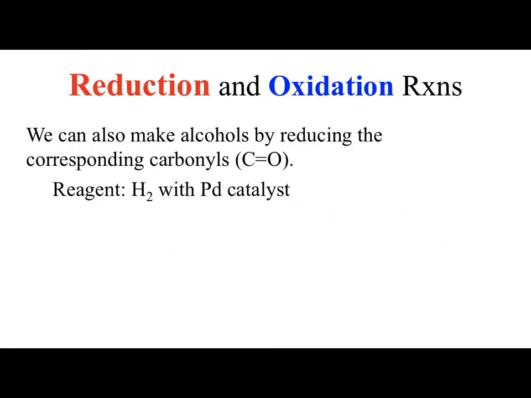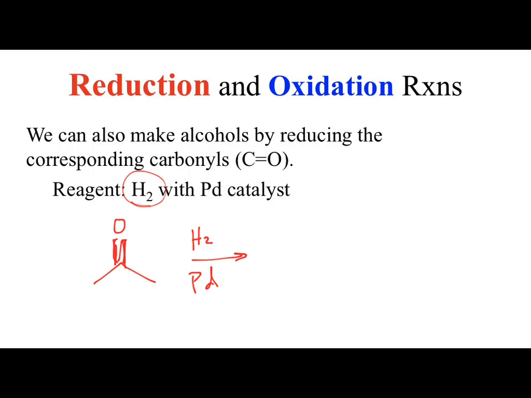So if we're going to do a reduction, pretty much the only reagent that I could remember when putting these slides together was hydrogen with a palladium catalyst. As an example, let's start with the ketone. And let's add hydrogen over palladium. What do we get? Should look kind of familiar, like maybe something from the nomenclature part of your quiz.